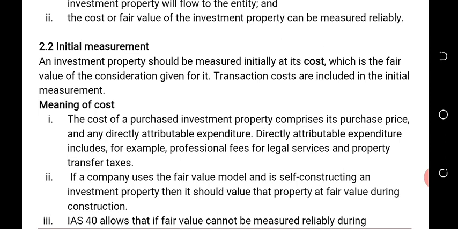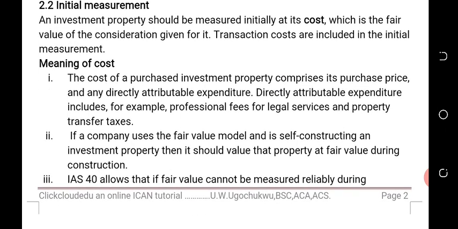Meaning of cost. This cost also follows the principle of IAS 16. All initial measurement follows the principle of IAS 16, so we should be able to understand the initial measurement of IAS 16. You can go back to our class on IAS 16 to read and revise the initial measurement and look at the series of illustrations given according to that standard.